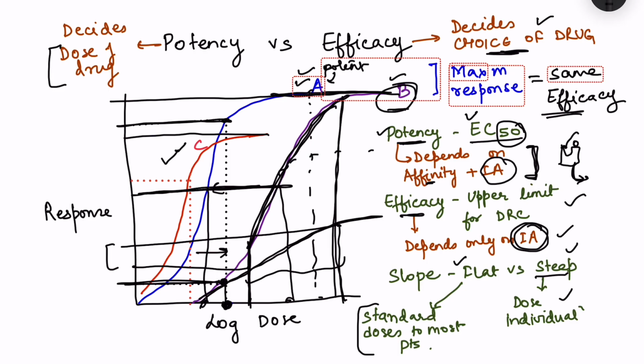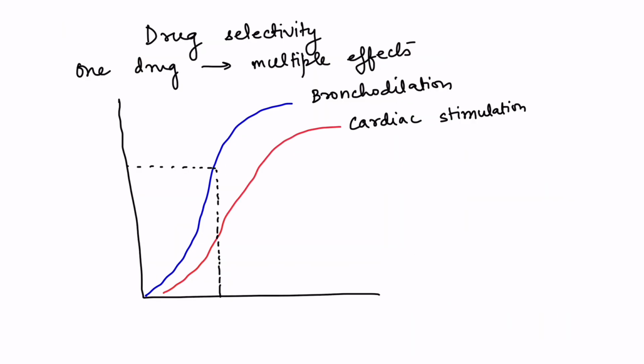That means downstream what is happening, right? Then this dose response relationship also helps us in differentiating the multiple effects of the drug. For example, if we are using a beta agonist for bronchodilation in asthma, this becomes a therapeutic effect of the drug. However, there might be other effects of the drug, for example, cardiac stimulation. So this becomes an adverse effect of the drug. So one is therapeutic effect and the other is adverse effect.